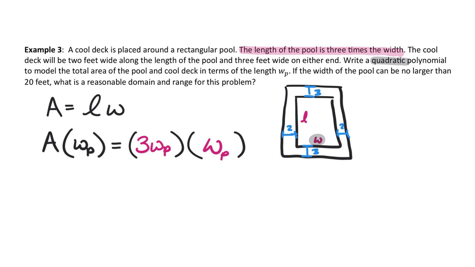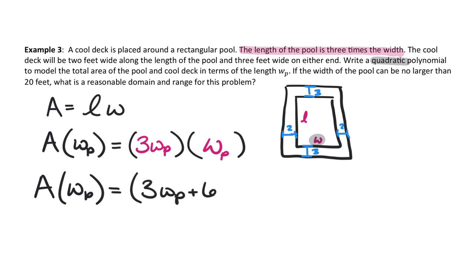But the thing is, we're trying to find the area of the pool deck. So these are not the right dimensions to use, because this would only give me the dimensions of the pool itself. For the length of this pool, what do I have to add on either end to have it be the length of the deck? 3 on each side, right? So in fact, the length of the pool deck with respect to the width of the pool would be 3 times the width of the pool plus 6.